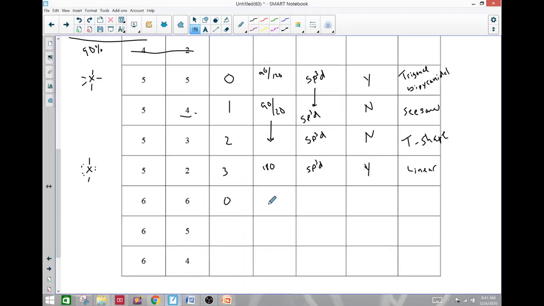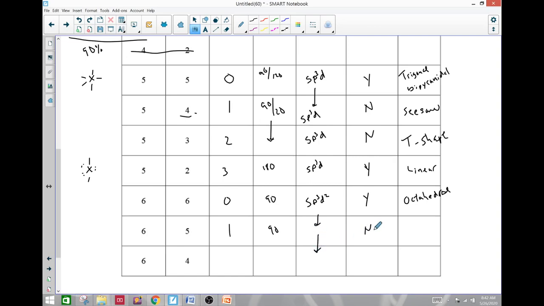Zero non-bonded. Everything's 90. SP3D2. Are we symmetrical? Yes. I'll call it octahedral. So if you filled that in, it would have eight sides on it. Okay, one non-bonded. Still 90s, everything 90. All of these will be SP3D2.